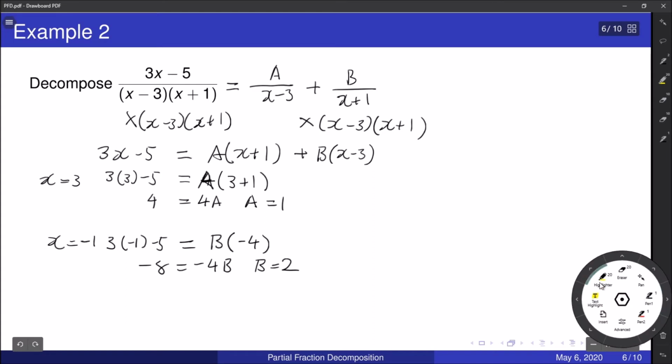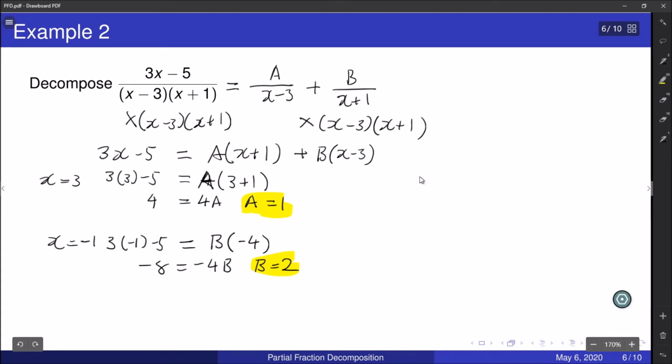Let's highlight our numbers so again we don't lose them in the mess here. Alright, so once we get that, we just substitute these numbers back in: 1 over x minus 3 plus 2 over x plus 1. So 3x minus 5 over x minus 3 times x plus 1 can be decomposed into 1 over x minus 3 plus 2 over x plus 1.